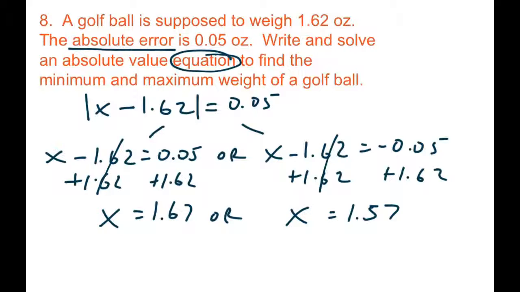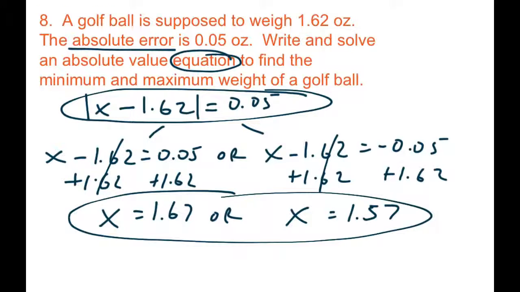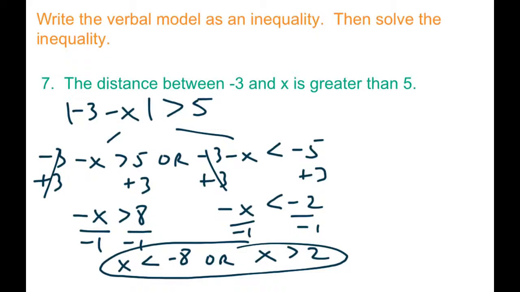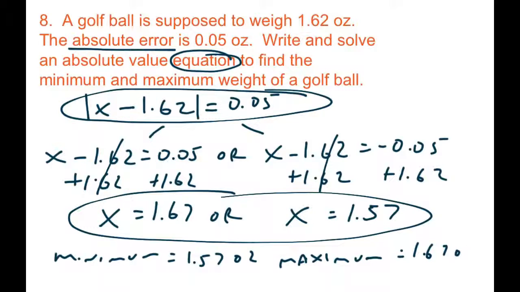So it said to write and solve an absolute value equation, so I wrote it, I solved it to find the minimum and maximum. So the minimum is the 1.57 ounces, and the maximum is the 1.67 ounces. Alright?